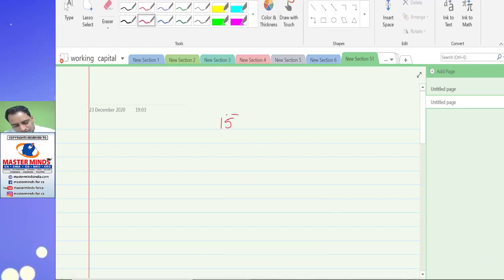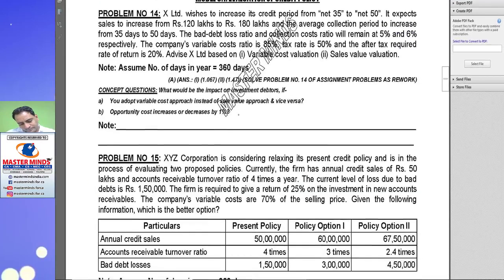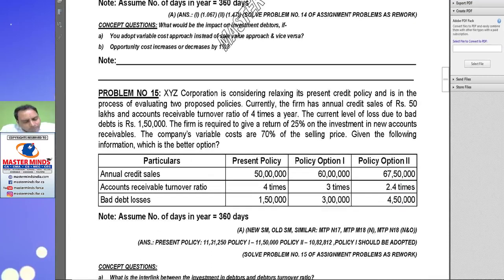Problem number 15. X Corporation is considering relaxing its present credit policy and is in the process of evaluating two proposed policies. Currently, the firm has annual credit sales of 50 lakhs, account receivable turnover ratio, debtors turnover ratio of 4 times a year. The current level of loss due to bad debts is 1,50,000. Here, bad debts are quantified and given.